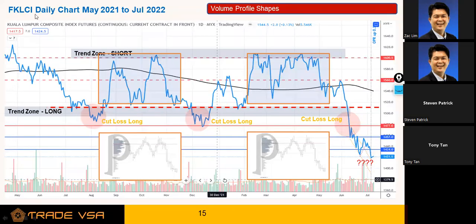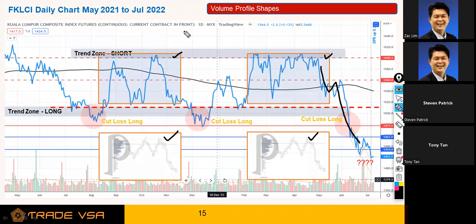This one is the KLCI, before the big drop until now. Actually you can see a lot of patterns of P. So when you see a lot of P at the top side here, just be ready for the big drop coming, because most of the time P is the smart money distributing.